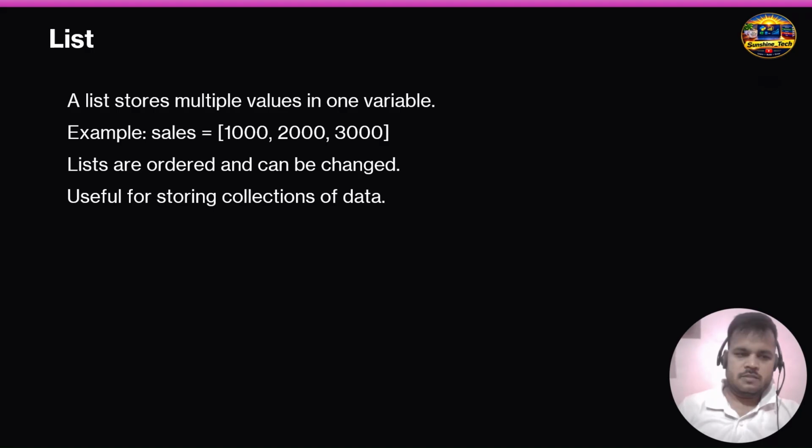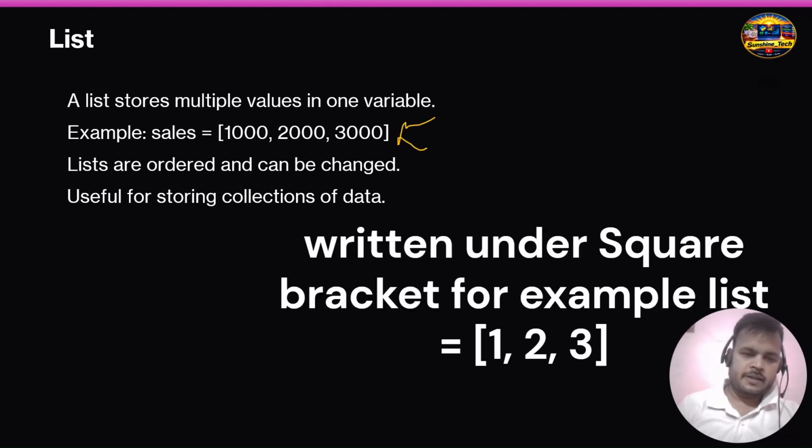Next we have a list. A list stores multiple values in one variable. You can see here we have 1000, 2000, and 3000. Please keep in mind the opening bracket and closing bracket we are applying here. This is the list feature. We can change the order from ascending to descending or descending to ascending. This is useful for collecting data.